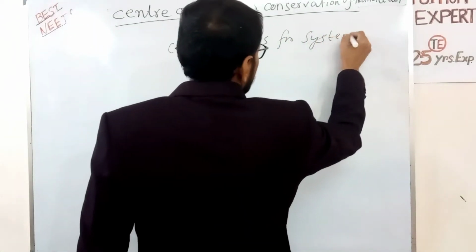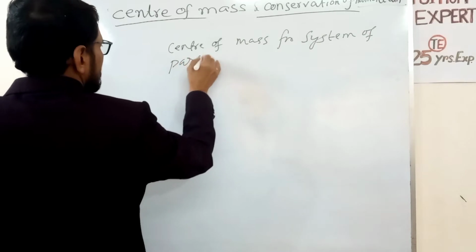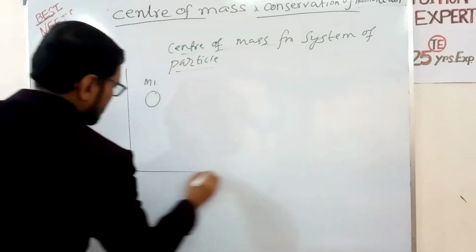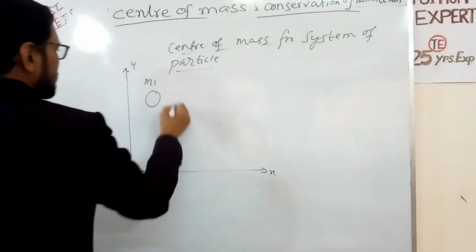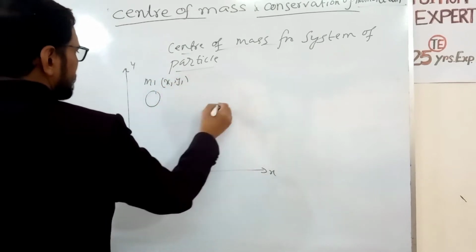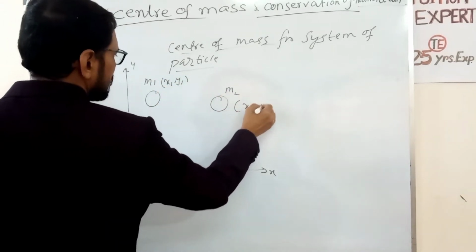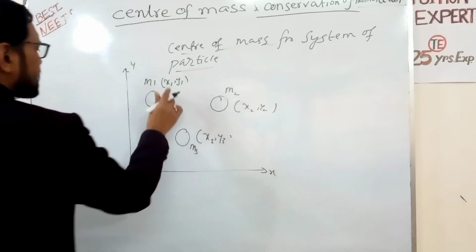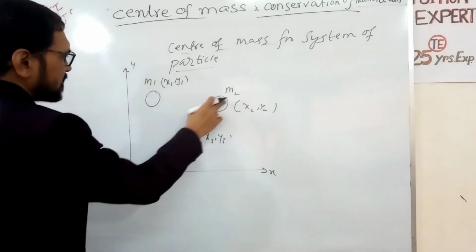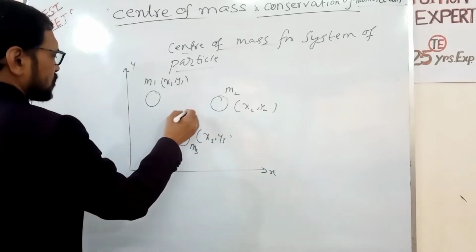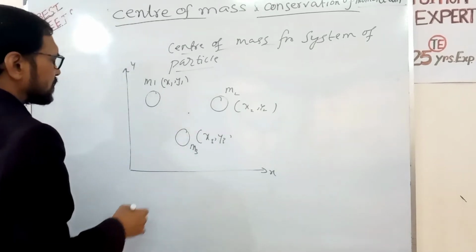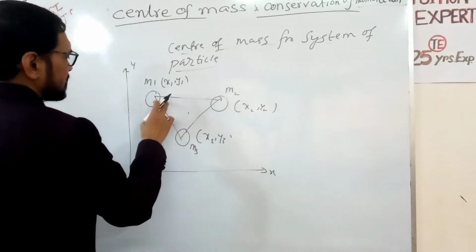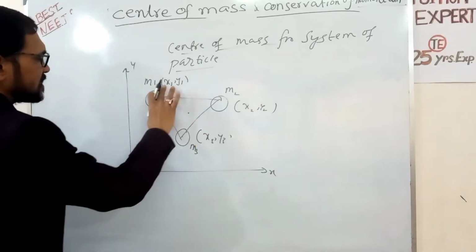Now for a system of particles, suppose m1 has coordinates x1, y1, m2 has coordinates x2, y2, and m3 has coordinates x3, y3. Suppose three masses are present whose positions or coordinates are given. What is the position or coordinate of the center of mass of the system if we connect the three masses by a light string? If we connect the three masses by a light string, then this will form a system.